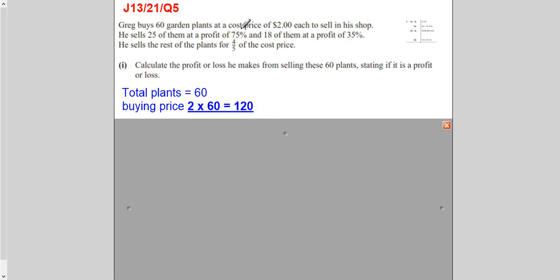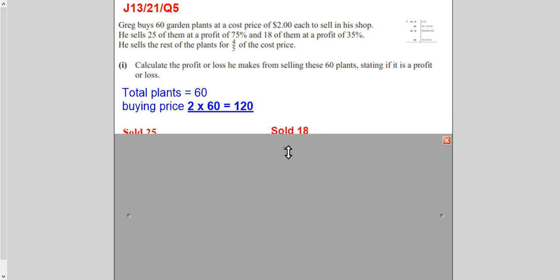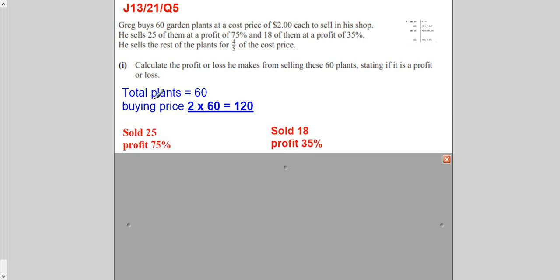Now, if he received at the end more than $120, it means he had profit. But if he received at the end, out of these 3 different types of sales, less than $120, then there is a loss. And then we will convert that profit or loss into a percentage. So let's see about 25 plants and 18 plants. So 25 plants were sold at 75% profit. 18 plants were sold at 35% profit.